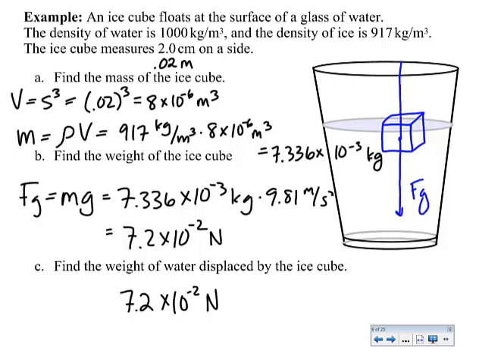To remind myself, I'll draw a quick sketch again. There's my buoyant force, and this buoyant force must equal the weight of the water displaced. That's the water pushed out of the way by the portion of the ice cube that's underwater.